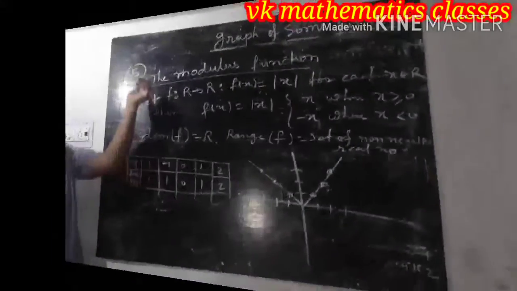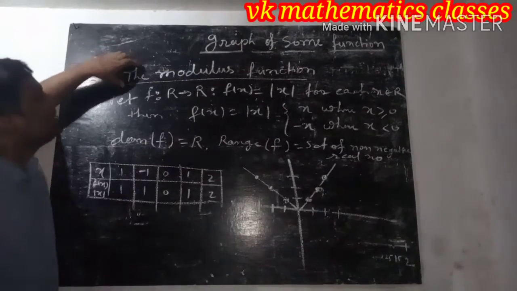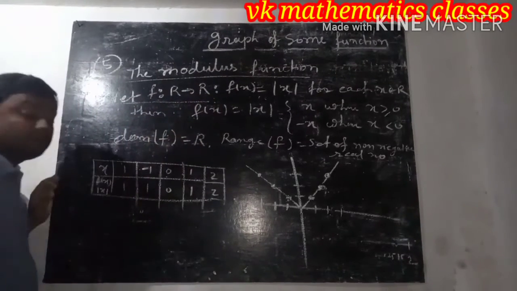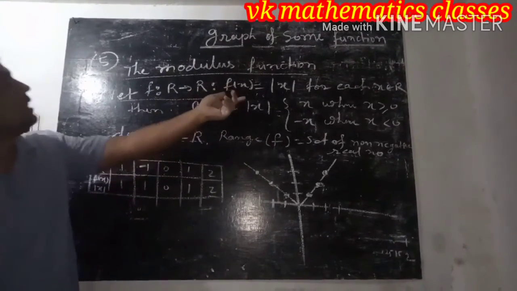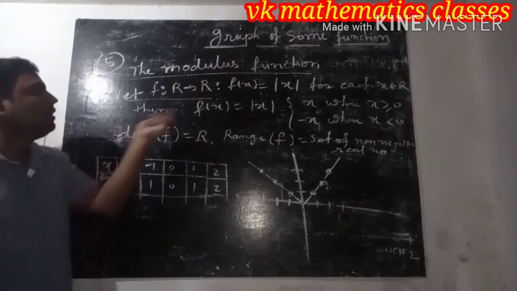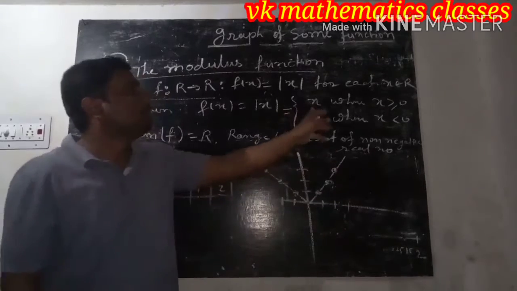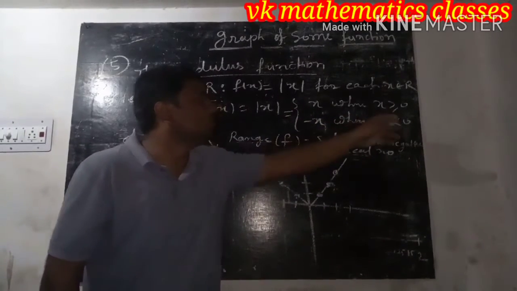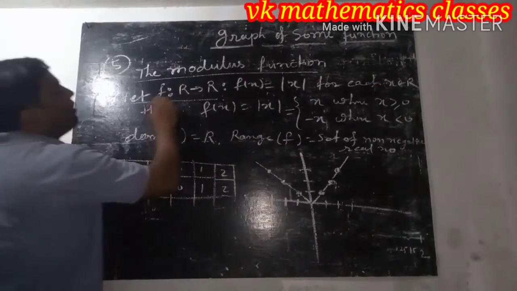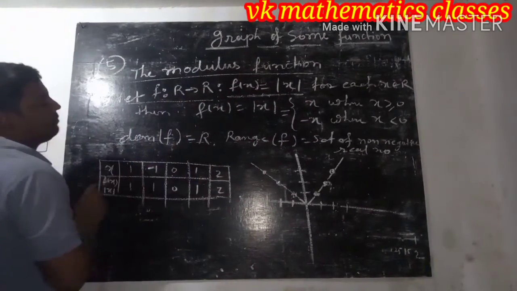Write down. The next is the graph of the modulus function. First of all, we define it. What is the modulus function? Now let f: R to R be a real valued function such that f(x) = |x| for each x belongs to R. Then f(x) = |x|, which is equal to x where x is greater than or equal to 0, and -x where x is less than 0. So the function f(x) = |x| is known as the modulus function.